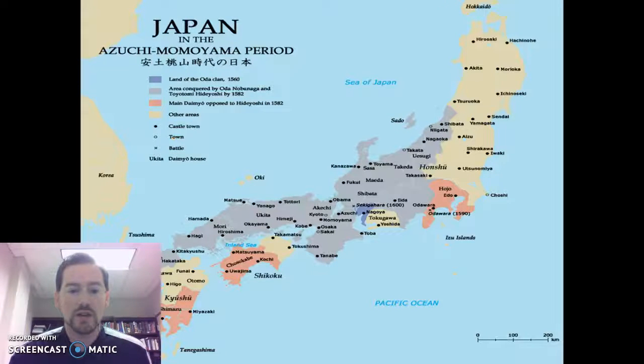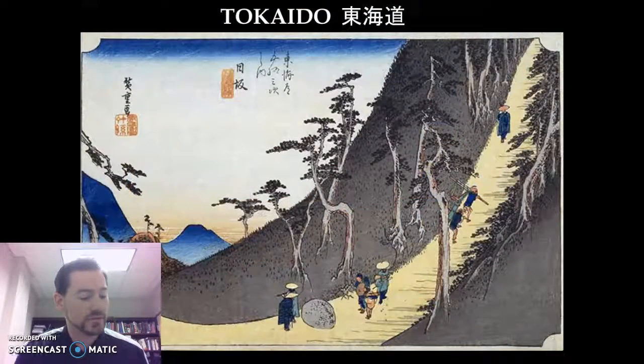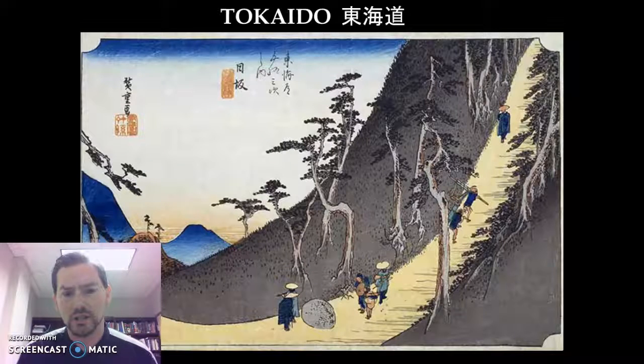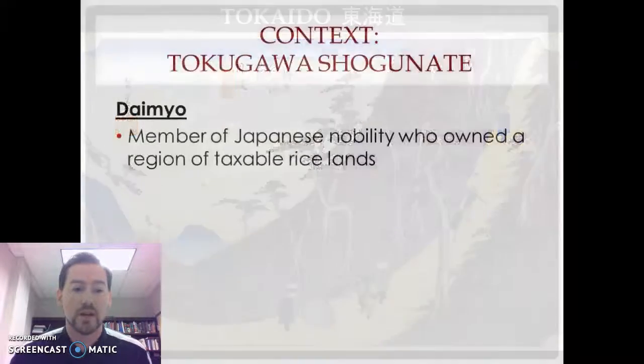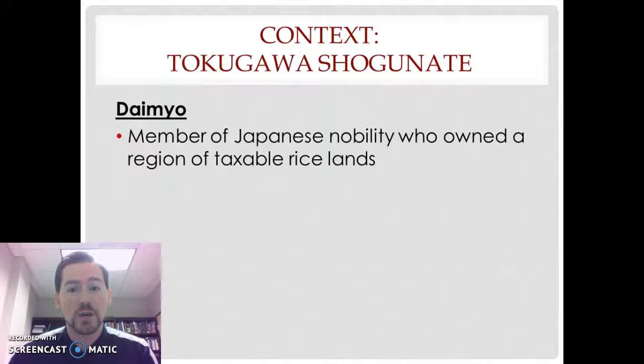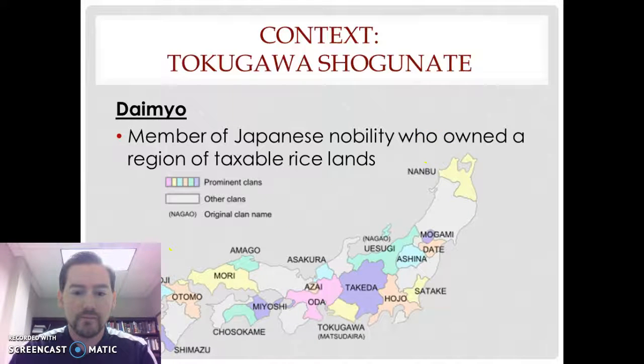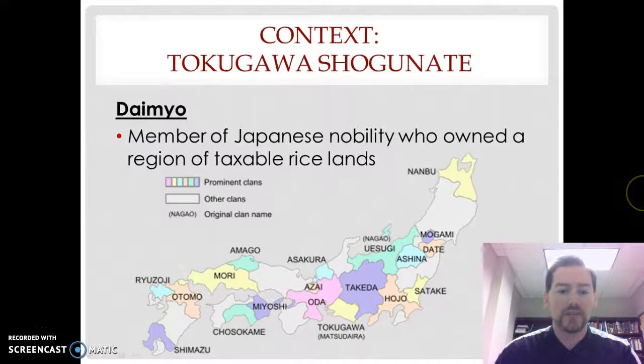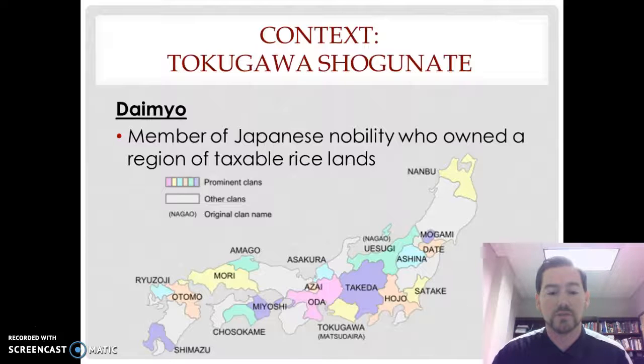So when Tokugawa moved the government from Kyoto to Edo, you can see this line here I've drawn from one to the other, and so people had to take this road, the Kaido Road, and this became a huge hub for trade and commerce and interaction, because everyone has to travel to Edo to take part in the government. The daimyo, these are the Japanese nobility, and they own regions of taxable rice land. And this is an image that shows the different clans, daimyo groups. So you can see Japan at this point during the Tokugawa Shogunate has a lot of different groups of people. It's not really a nationalized country, but that's going to come.